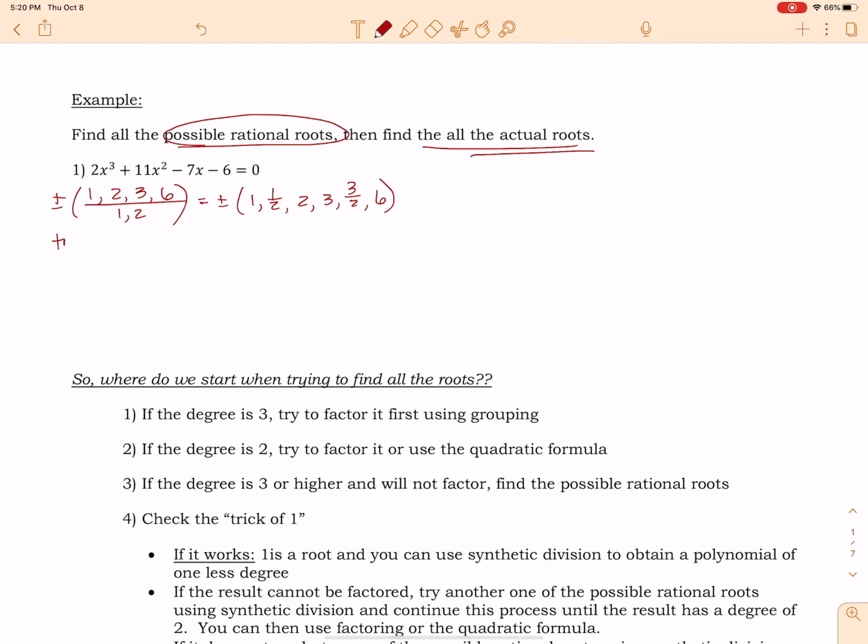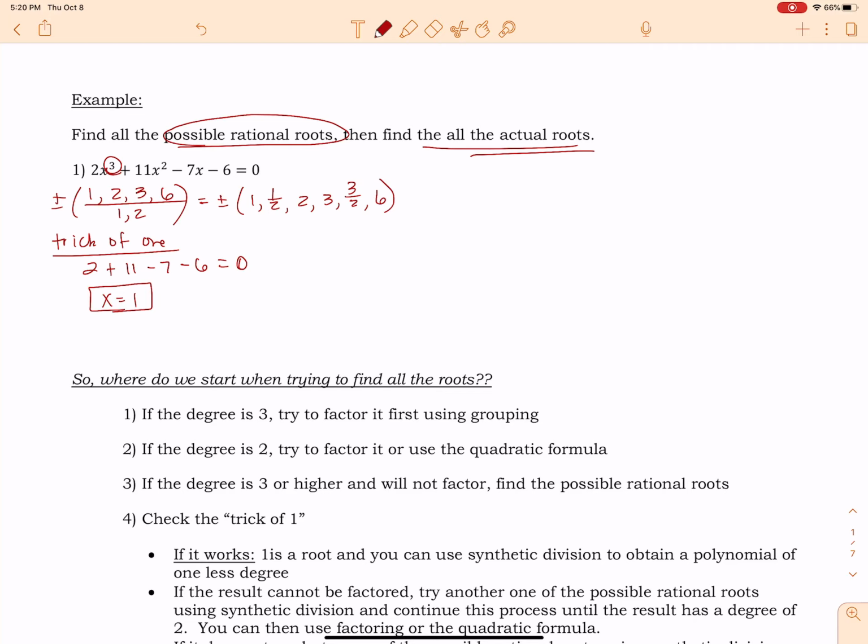The next thing I'm going to do is try the trick of 1. All right, so I've got 2 plus 11 minus 7 minus 6. So 2 plus 11 is 13, 13 minus 7 is 6, 6 minus 6 is 0. Yay! That means x equals 1 is one of my solutions. And if you'll notice, the degree of this polynomial is 3. That means there are 3 solutions, so I need 2 more.